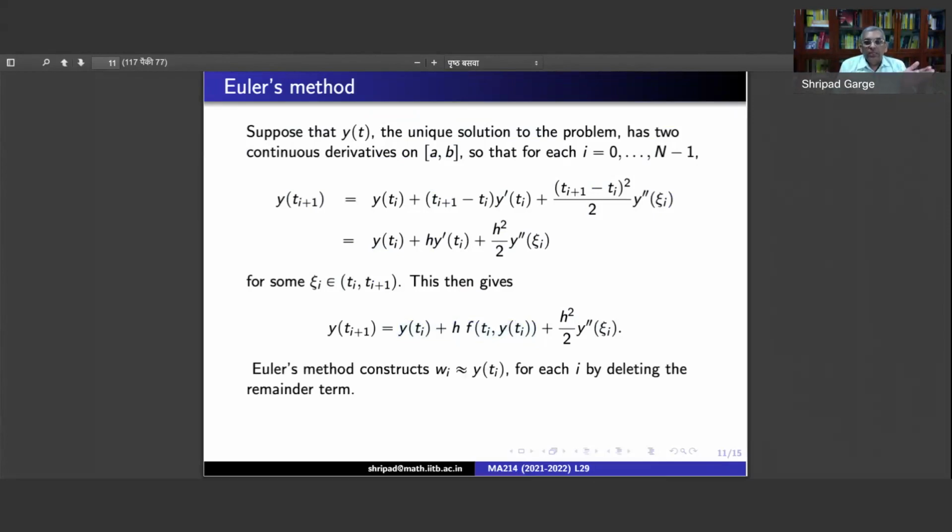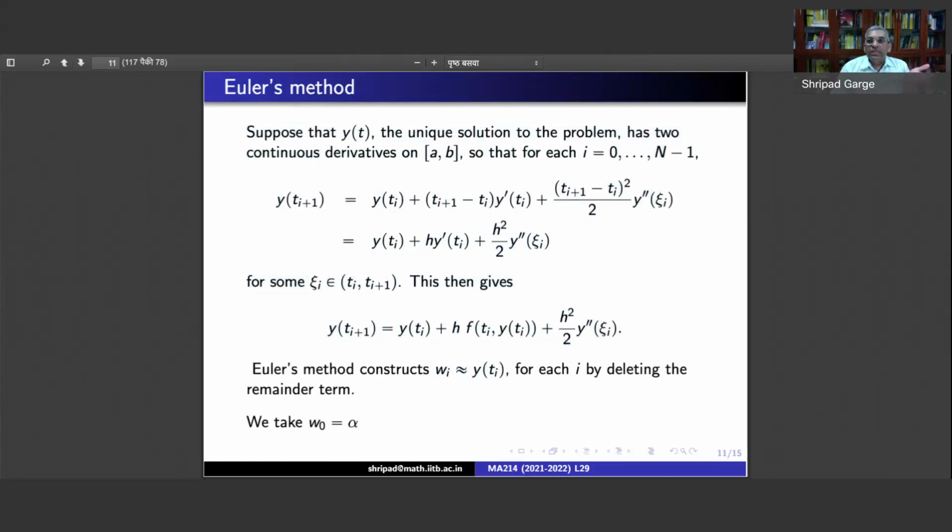So let's ignore that. What we do is compute this w_i, which is an approximation to y(t_i), by deleting the remainder term. So this h squared by 2 y''(xi_i) will be ignored, and we simply compute the w_i, which is an approximation. Here we have an equality in Euler's method, and if we ignore the remainder term, then what we get is an approximate value. So this approximate value is the one that we are going to consider.